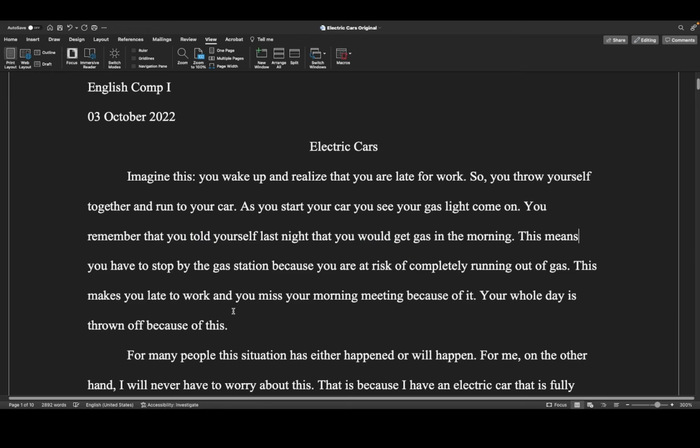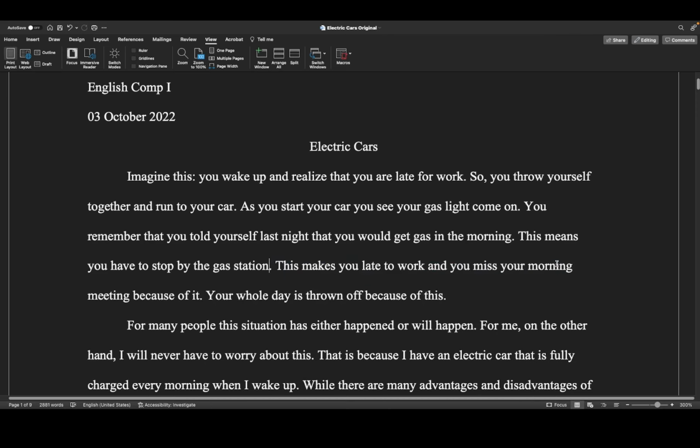You have to stop by the gas station because you are at risk of completely running out of gas. Okay. This right here is already implied, right? You have to stop by the gas station. You're not stopping for taquitos or a Red Bull because your gas light is on, right? We know the gas light is on. We know that you said you would stop to get gas, and now here you are, right? So we don't need that. We can get rid of it. It's redundant information. This means you have to stop by the gas station.